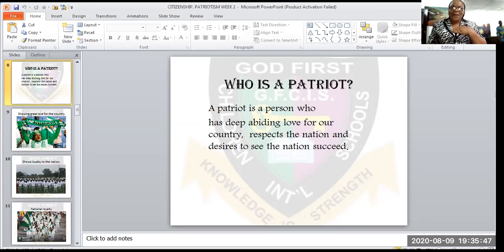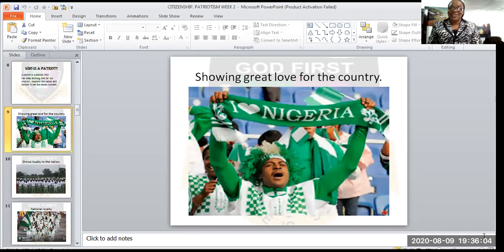Nigeria, my beloved country, our future is you and me. Do you know that? Beautiful. Nigeria depends on us to make it greater than great. Are we together? Beautiful. Now, let's go on.